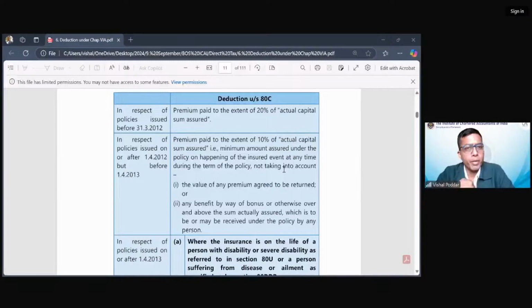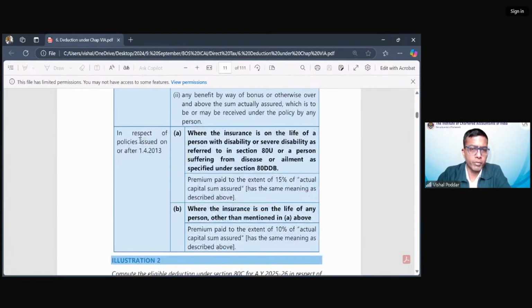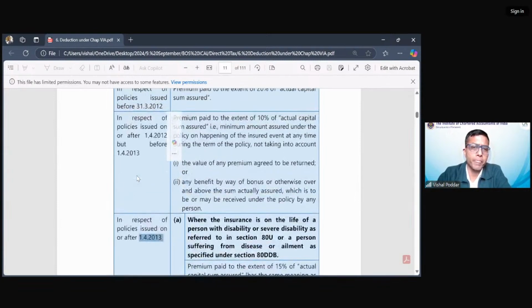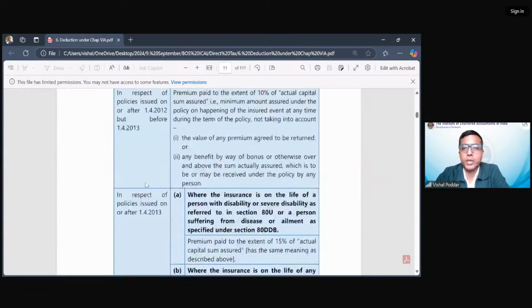So firstly, is payment made for my own policy eligible? Yes, but now there is a limit. What is the limit? The limit depends upon when the policy was taken. If the policy is taken up to 31st March 2012, then premium up to 20% of the sum assured, that is the policy amount, will be allowed. However, if the policy is taken after 31st March 2012, not 2013, then the limit becomes 10%. What is that 10% given?